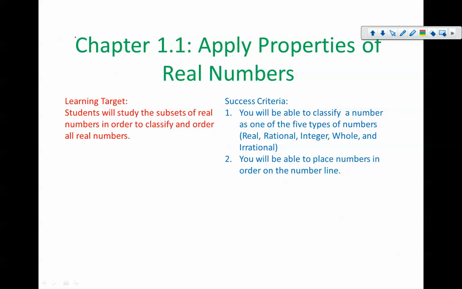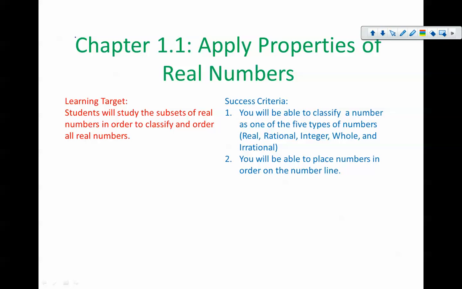This is chapter 1.1, the very first video in our Algebra 2 series, covering the Holt-McDougall curriculum. In chapter 1, we're going to be looking at types of numbers, a lot of solving equations, solving inequalities, and some basic algebra review.